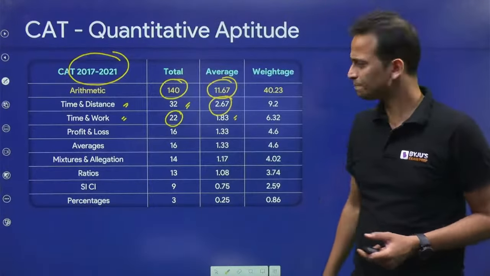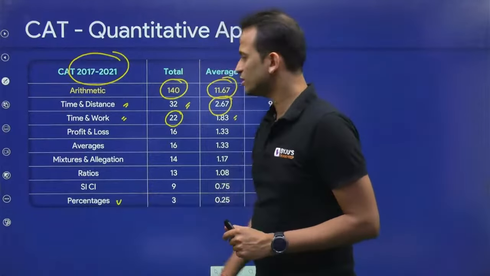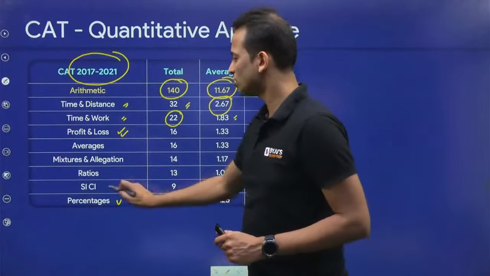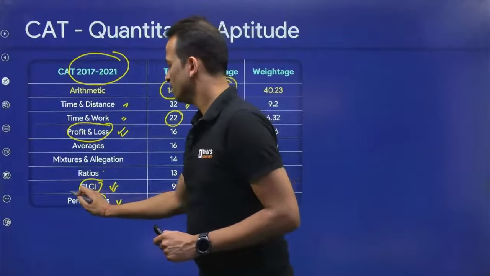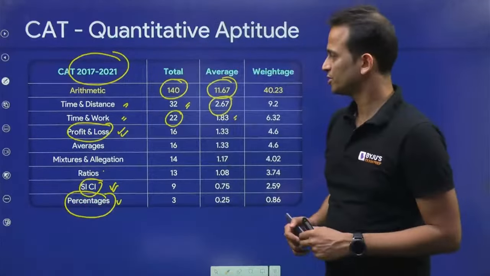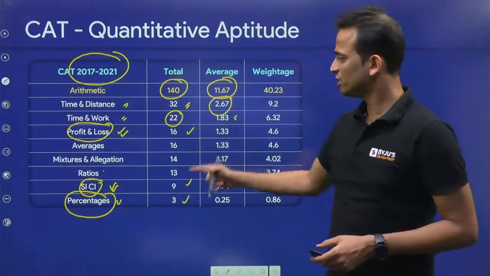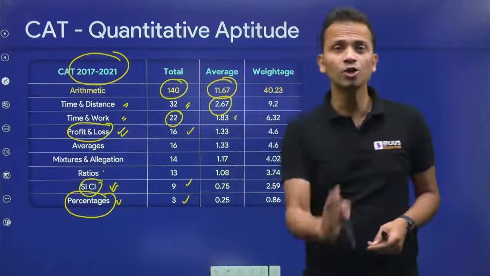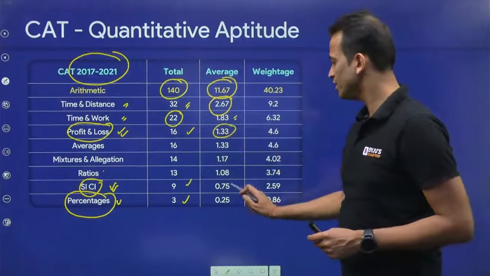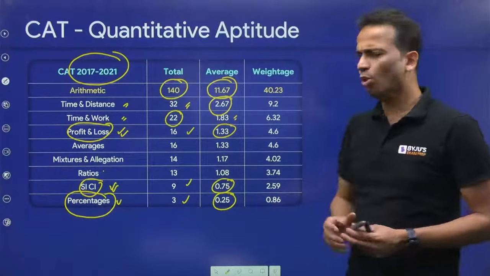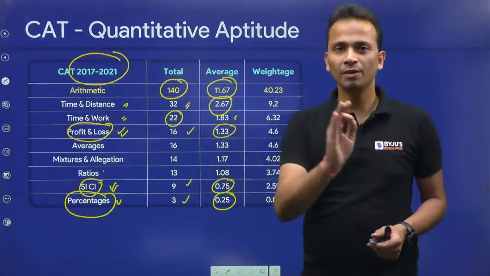Now, if I talk about percentages and its applications: percentages and its applications in profit and loss and simple interest, compound interest. These three areas which I am circling are basically percentages and its applications. If I combine this, 16 questions, 9 questions and 3, so 16 and 9, 25 and 3, 28 questions in total have appeared from percentages and its applications. On an average, 1.33, 0.75, 0.25. So more than 2 questions comfortably we have seen from percentages and its applications in profit and loss and simple interest, compound interest.